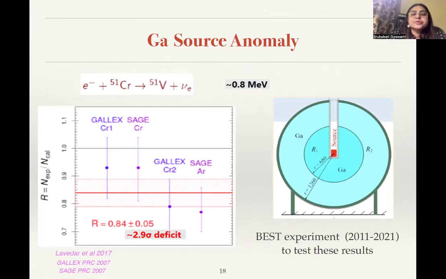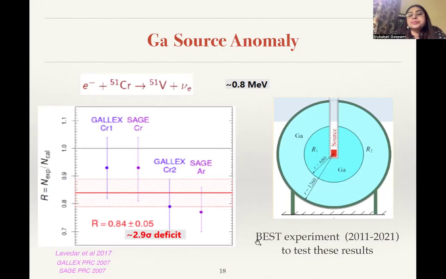So one came from the gallium source anomaly. The gallium experiments, GALLEX and SAGE, observed the solar neutrinos, and they were trying to calibrate their experiment using 51 chromium, which mimics the 0.8 MeV solar neutrino line. That is where they were sensitive, so they were trying to get the calibration done. And what they found was that if they take the ratio of N experiment to N theory, there is about a 3 sigma deficit.